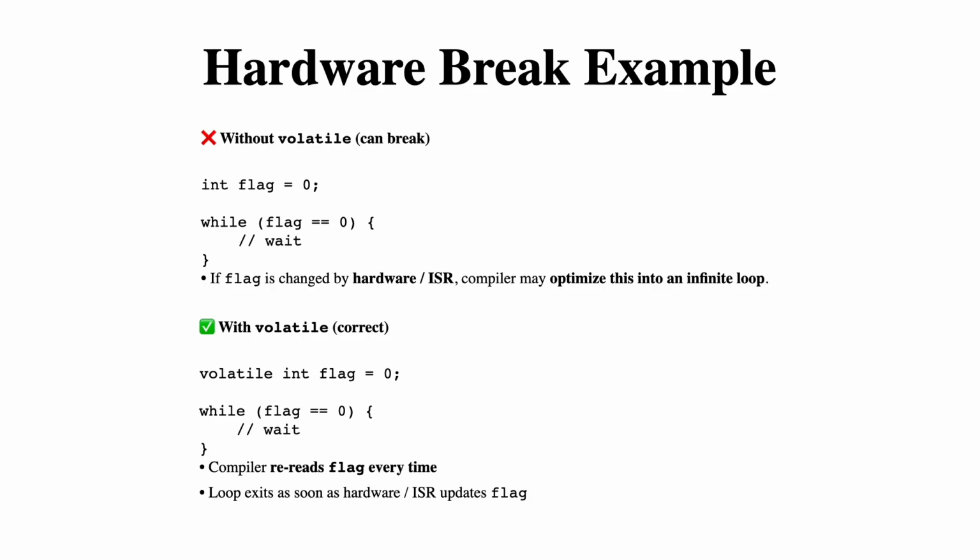If you are not using volatile and you declare int flag equals 0 and put it into a loop, the flag value is not changing. The compiler optimizes it and it becomes an infinite loop. But on the other hand, if you use volatile, the compiler rereads the flag every time, and the loop exits as soon as the hardware or interrupt service routine updates the flag.